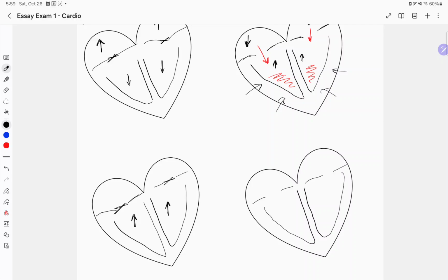And as that pressure rises, because it's filled with blood, pressure from the contraction, then what we'll see is the semilunar pulmonary and semilunar aortic valves are going to pop open, allowing blood to leave here.